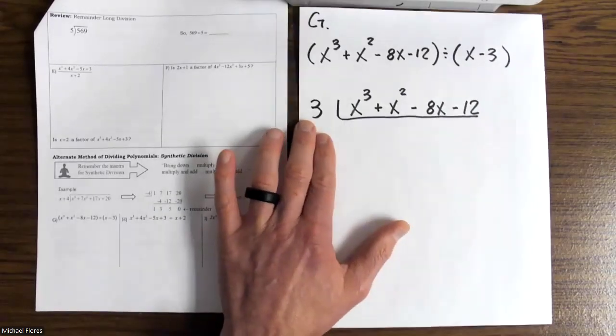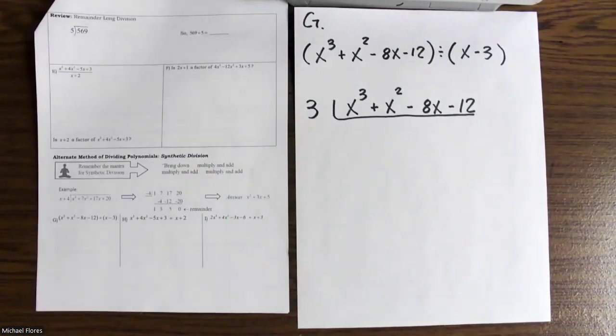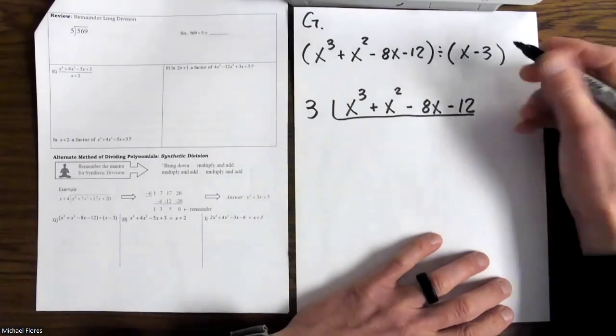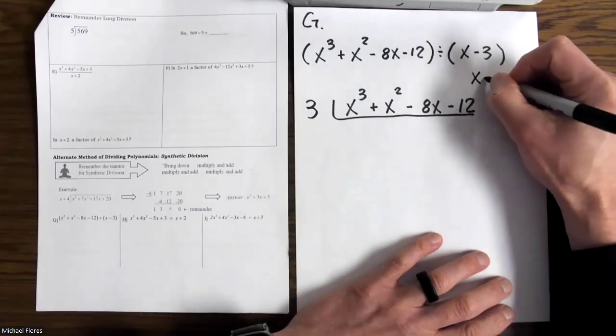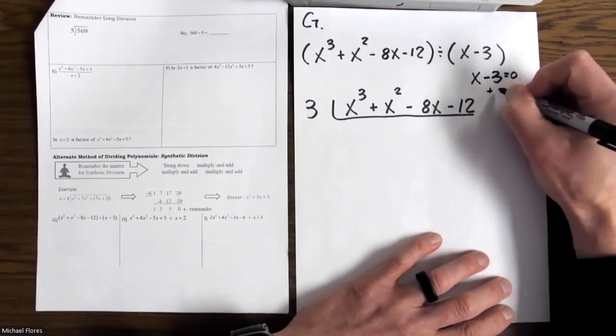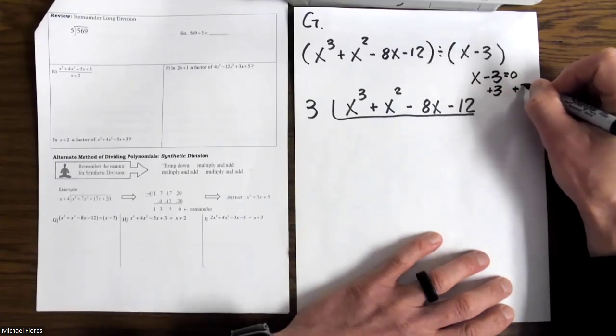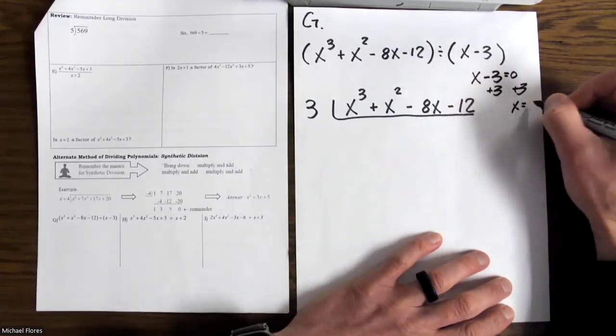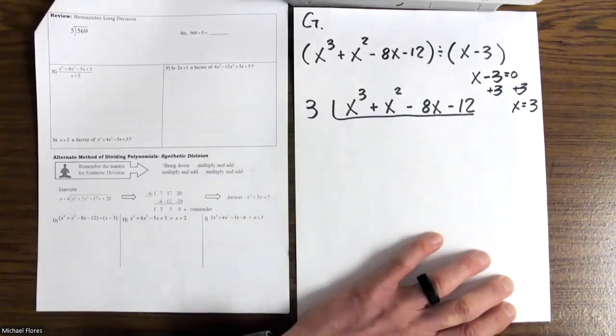Now, where did the 3 come from? Whatever we're dividing by, in this case x minus 3, that's a factor. If you set it equal to 0 and solve, we get x equals 3. That's where the 3 came from.